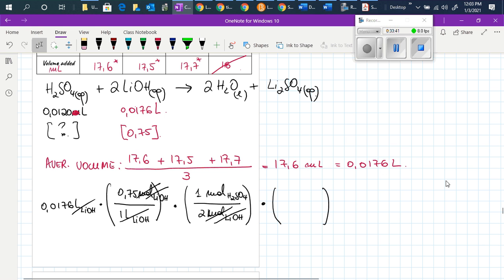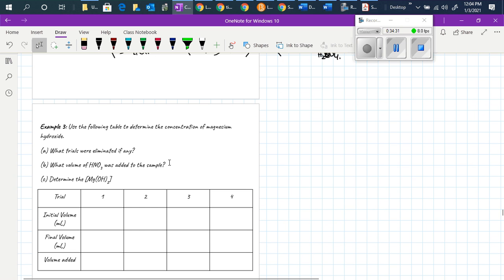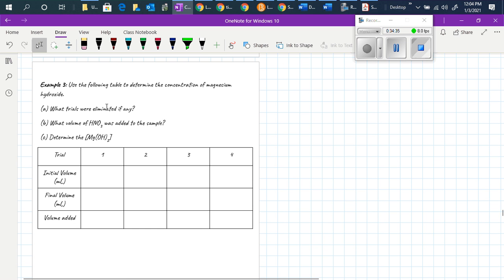And this is in 0.0120 liters of sulfuric acid. So then the units will be in moles per liter of sulfuric acid. And as calculations, you will go 0.0176 times 0.75, divide the whole thing by 2 times 0.0120. And the number will be 0.55 moles per liter, or molarity of sulfuric acid. I hope that this makes sense. Let's see another example, and then hopefully this will be even better.